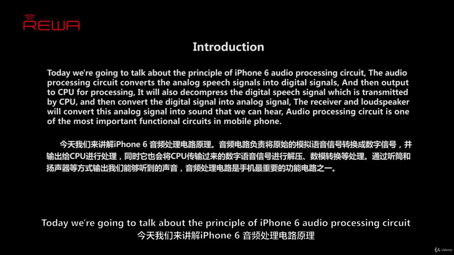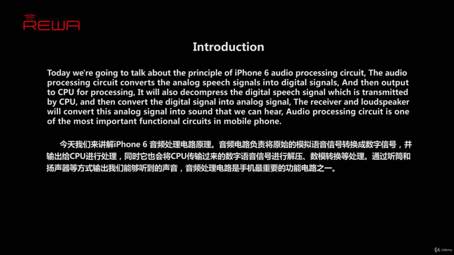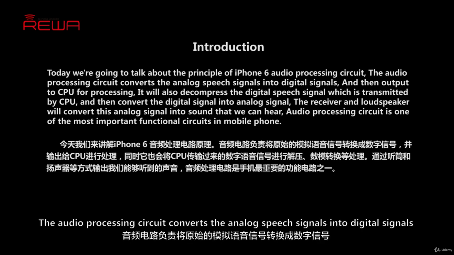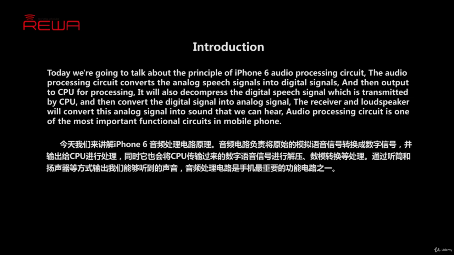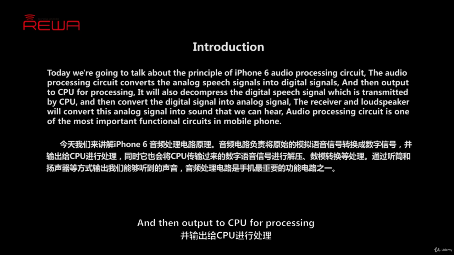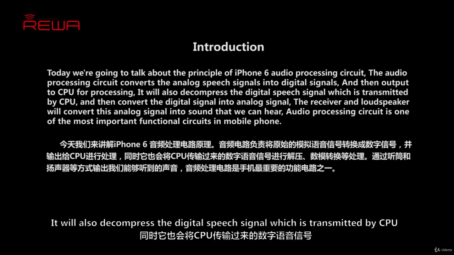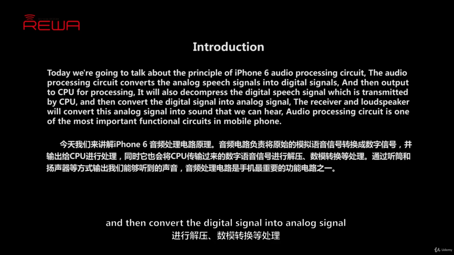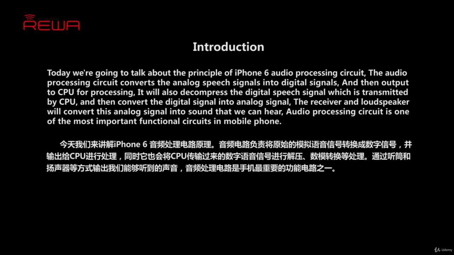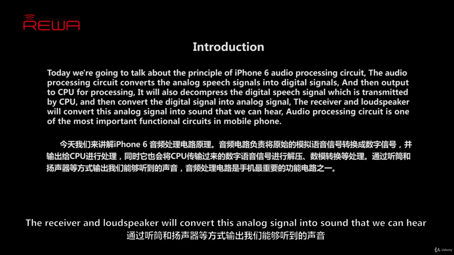Today we are going to talk about the principle of iPhone 6 audio processing circuit. The audio processing circuit converts the analog speech signal into digital signals and then outputs to CPU for processing. It will also decompress the digital speech signal, which is transmitted by CPU, and then convert the digital signal into analog signal. The receiver and loudspeaker will convert this analog signal into sound that we can hear.